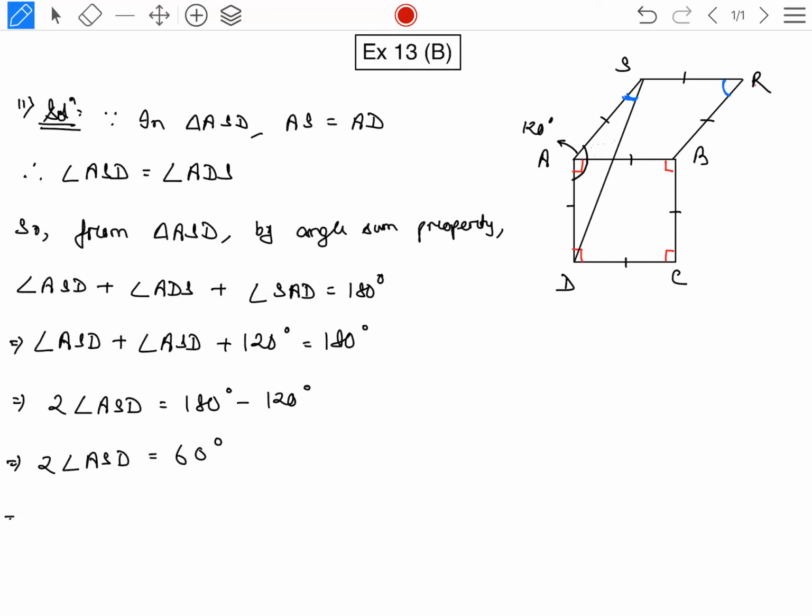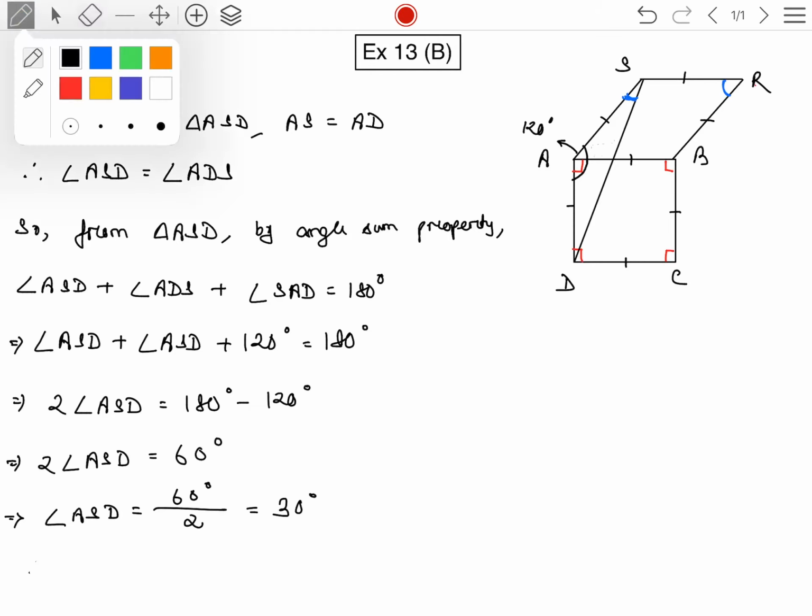If the value of 2 angle ASD is 60, that means the value of 1 angle ASD will be 60 divided by 2, that is how much? 30 degree. So angle ASD we have got 30 degree. This angle will be equal to how much? 30 degree. Okay, now we need to find this angle SRB.